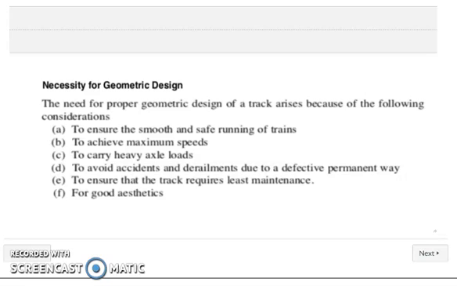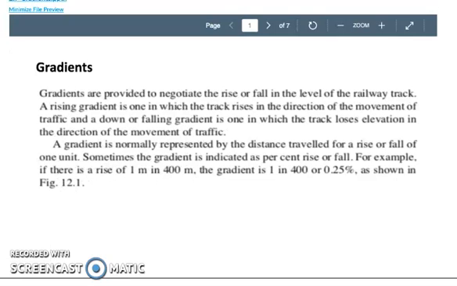So it's very important, class, to have a proper geometric design. First and foremost is for the safety and smooth running of the train. It's very important. And of course, so that the train will run smoothly and it can carry heavy axle load, and it could also achieve the maximum speed, and to avoid accident, basically for safety purposes, within the trackway. Now we move on to gradient.